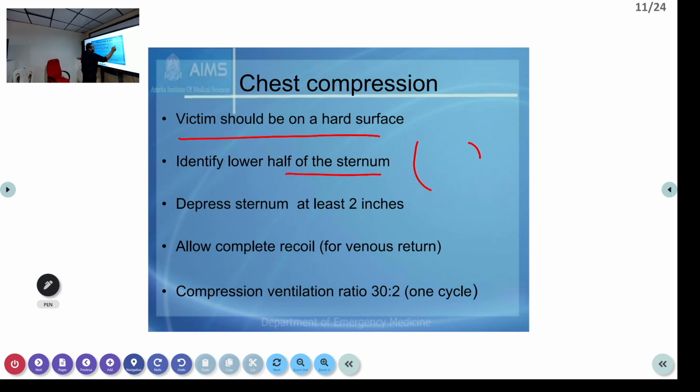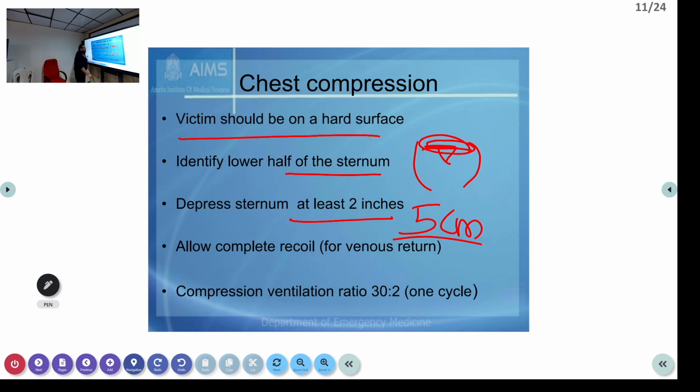Suppose this is the chest cavity. There will be a sternum bone. So this is the area, lower half of the sternum. So lower half of the sternum, and depress the sternum at least 2 inches or 5 centimeters. So that is the depth, how much you need to give the compression, at least 2 inches or 5 centimeters.